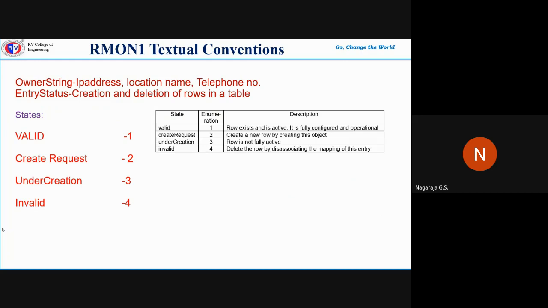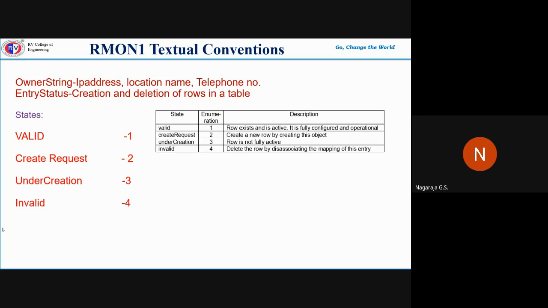The owner string is specified in the ASCII character set as a display string. That is the data type. The information content of the owner string contains information about the owner, which may include an IP address, management station, a name, a network manager's name, location, or a telephone number. Even if you want to add something else, you can just add that. That is possible.